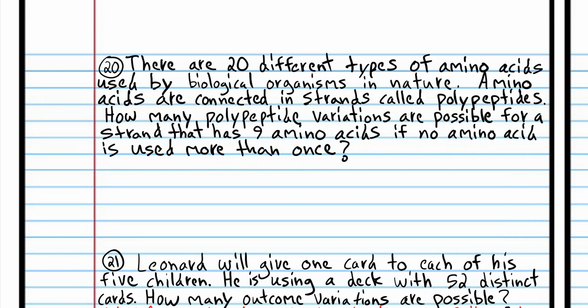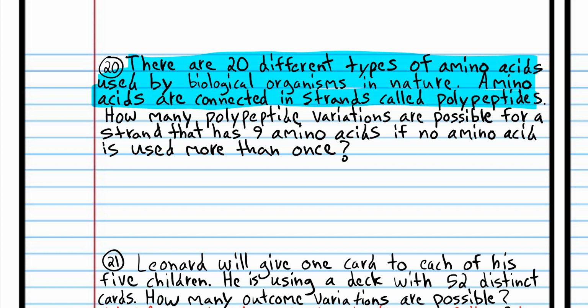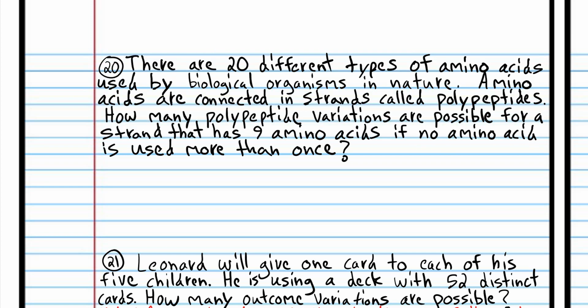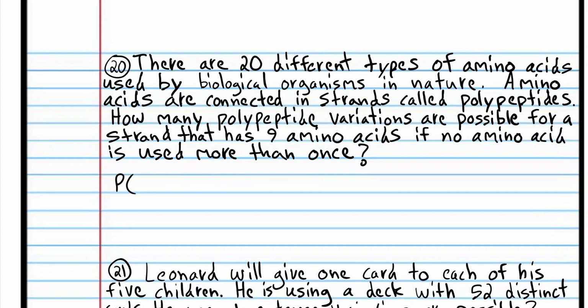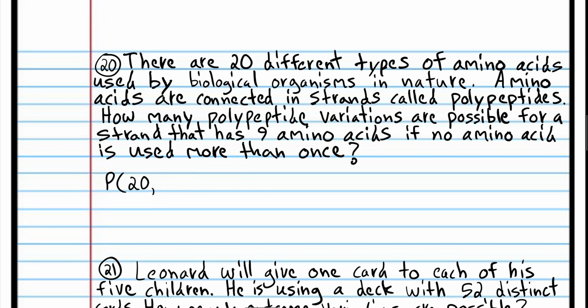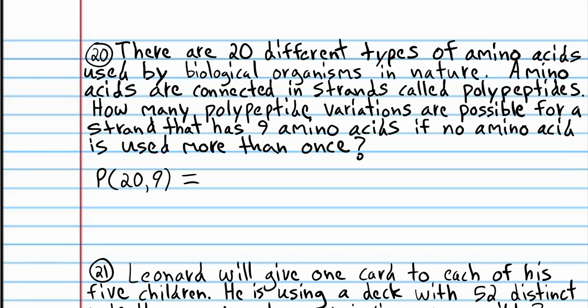So let's do another problem. There are 20 different types of amino acids used by biological organisms in nature. Amino acids are connected in strands called polypeptides. How many polypeptide variations are possible for a strand that has 9 amino acids if, and here's where things are different, if no amino acid is used more than once. Okay, that's what makes this different. We have 20 different options for the first choice, and we're choosing 9 amino acids, and this can also be written as 20P9.